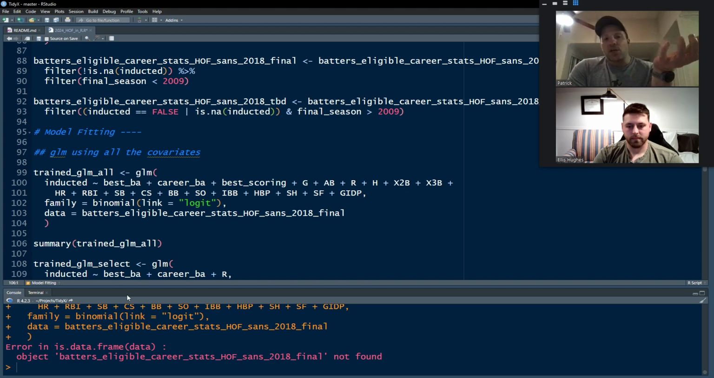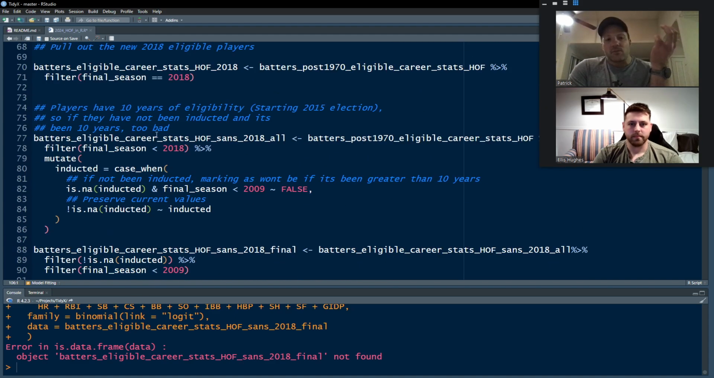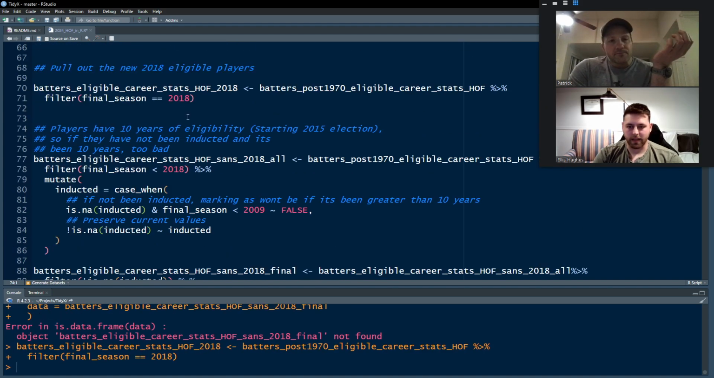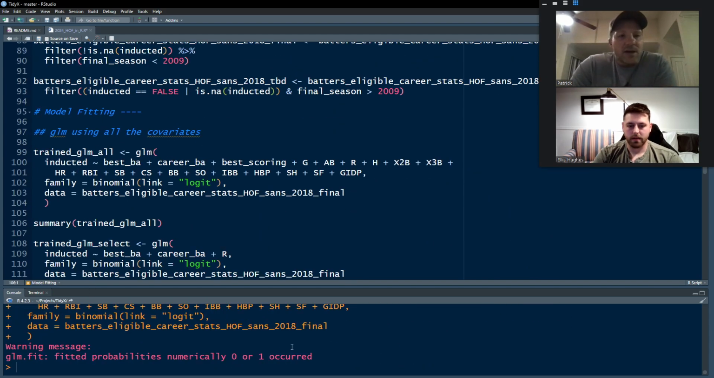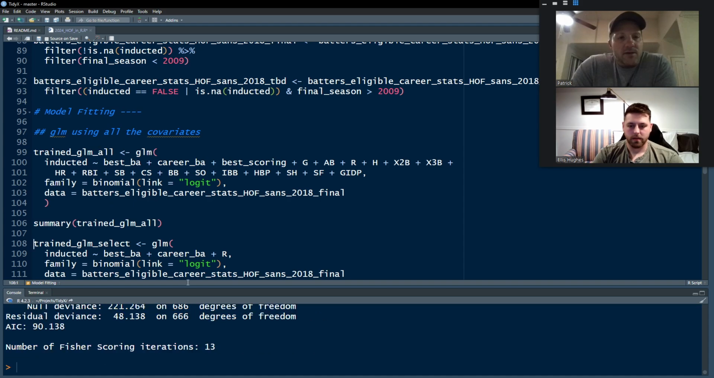The data that we're going to use is this final data. I have not been running this, which is my bad. There we go. All right, so now we've got a model that we have run.